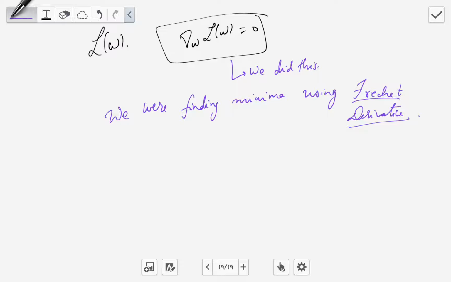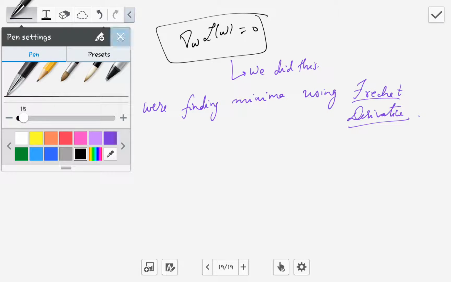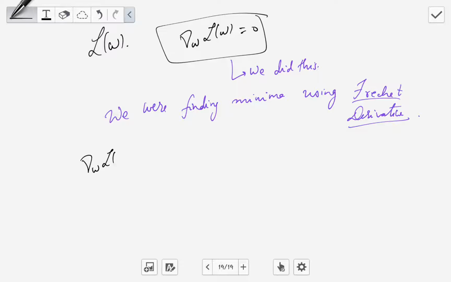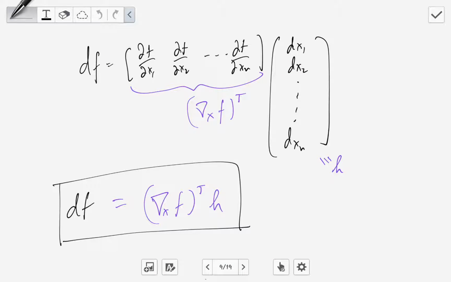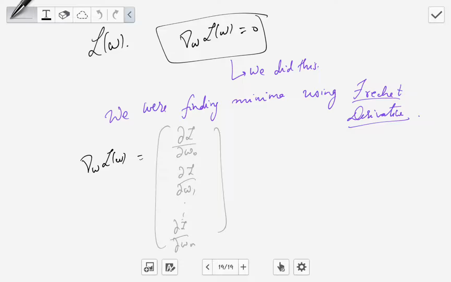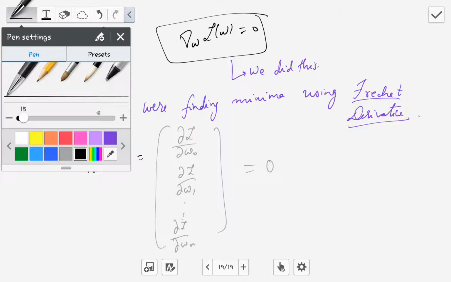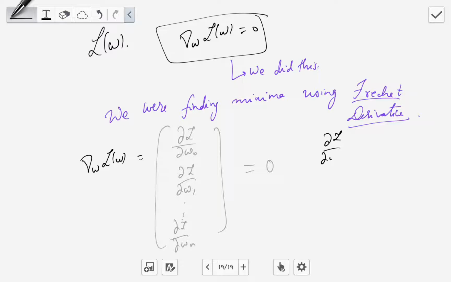Yeah. Now what we then did was we said this gradient of L of w is del L by del w0, del L by del w1, and so on up to del L by del wn. This was how we had this, no? Yeah. Right. And then we said putting this equivalent to 0 is the same as saying del L by del w0 is equal to 0, del L by del w1 is equal to 0, and so on up to del L by del wn is equal to 0.